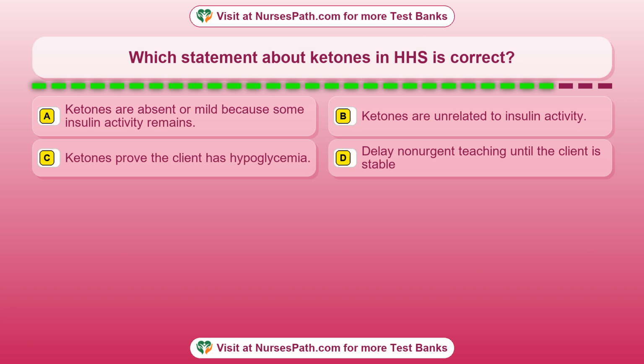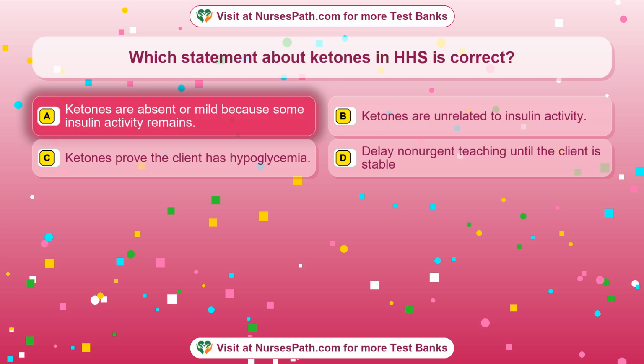Question 17. Which statement about ketones in HHS is correct? Option A, ketones are absent or mild because some insulin activity remains. Option B, ketones are unrelated to insulin activity. Option C, ketones prove the client has hypoglycemia. Option D, delay non-urgent teaching until the client is stable.